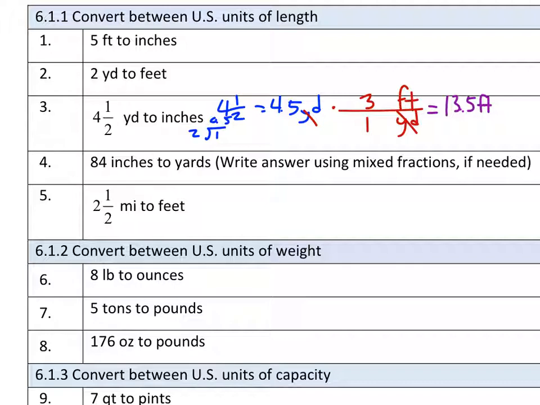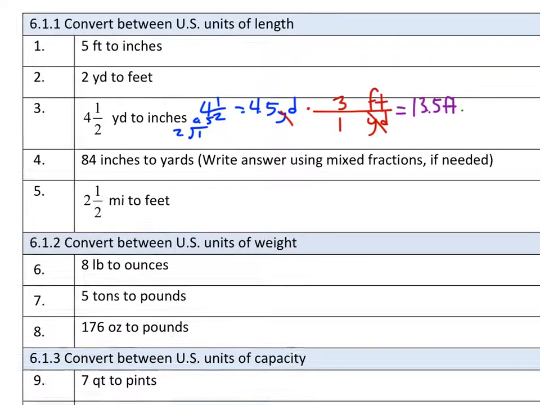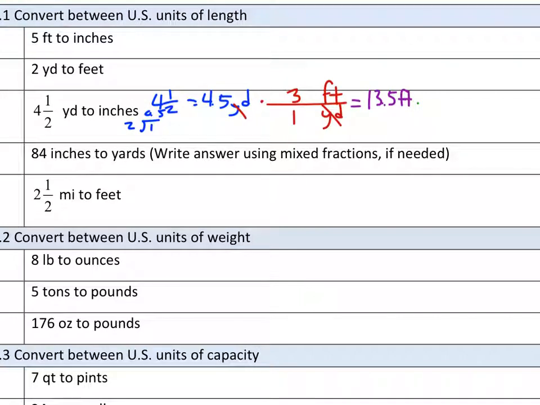But we didn't want feet, we wanted inches. So 13.5 feet, again, dimensional analysis for this one. Let's give ourselves a little bit more space. So I know for inches and feet, 1 foot is 12 inches. And that should give me 13.5 times 12, 162 inches.